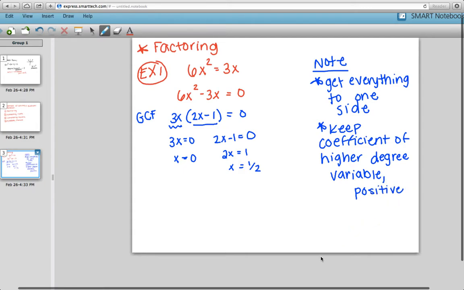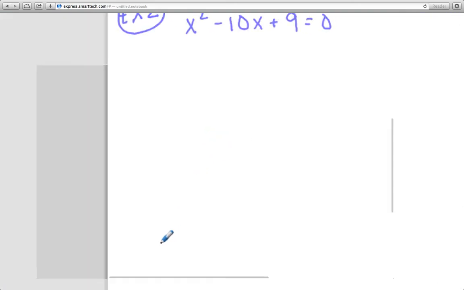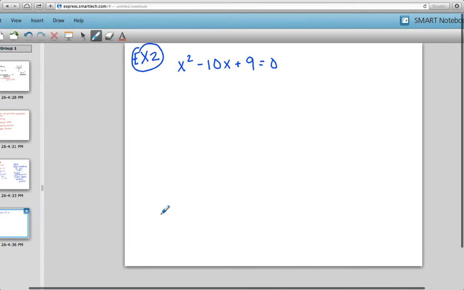All right, excellent. Hopefully you felt okay with that. Let's go ahead and look at another problem. Example number 2: x squared minus 10x plus 9. Now, I highly recommend you pause the video here. Go ahead and try this one on your own, and then follow up with my solution after you have considered this problem.